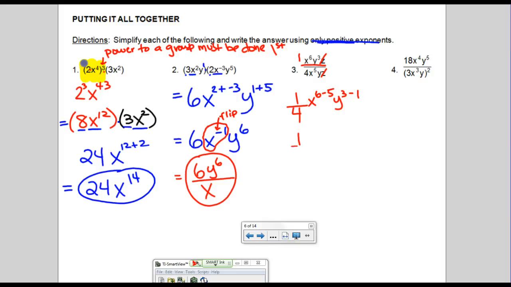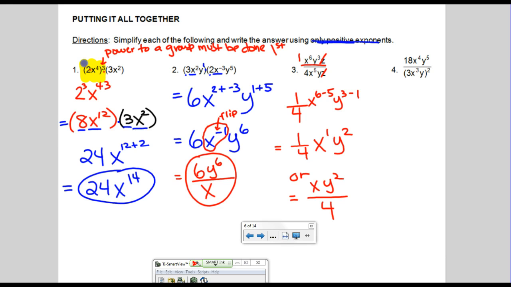Okay, at this point, we do our subtraction. Now that's an acceptable answer, or you might see it with the 4 on the bottom, and then the x and the y squared in the numerator. So either answer is acceptable.